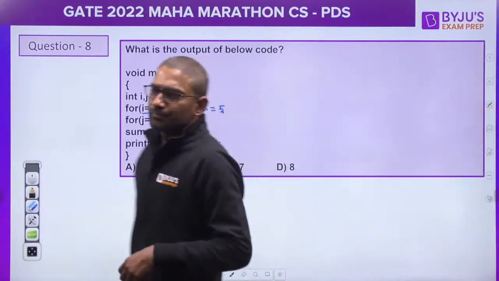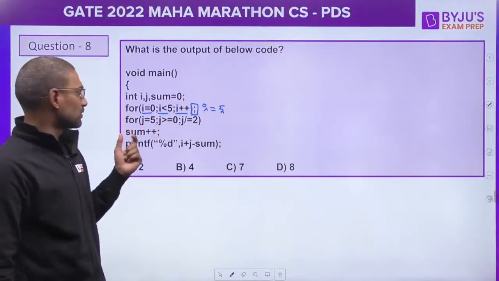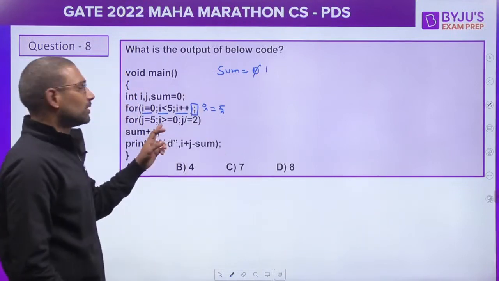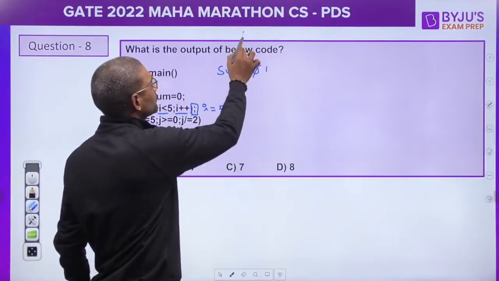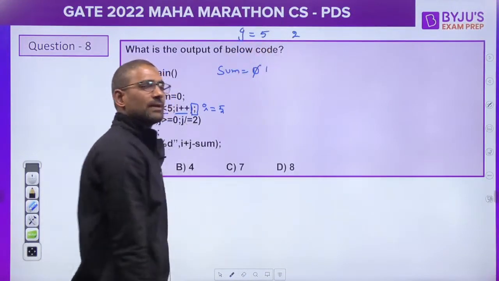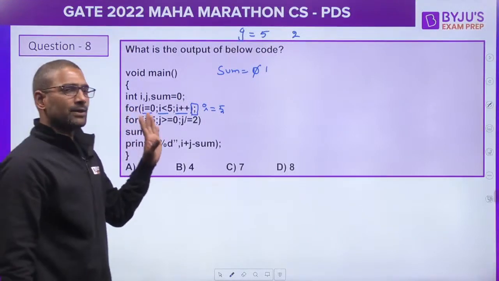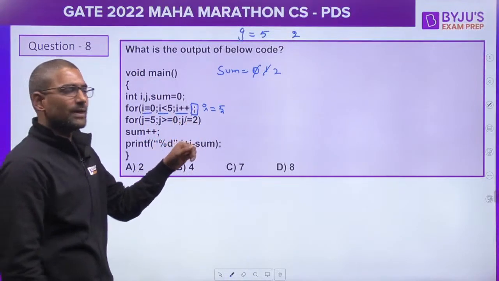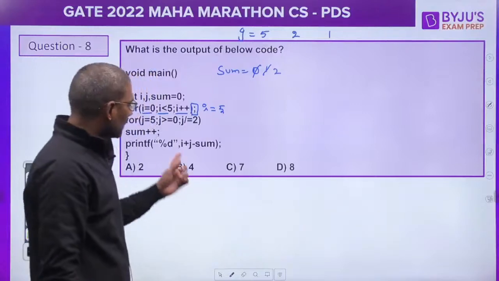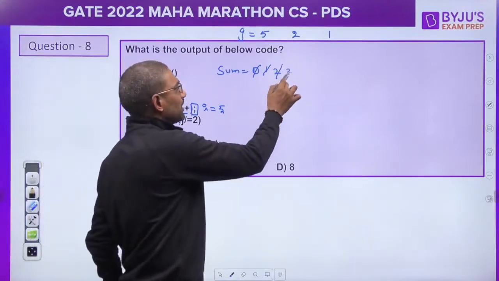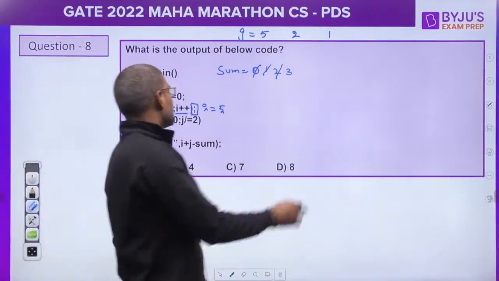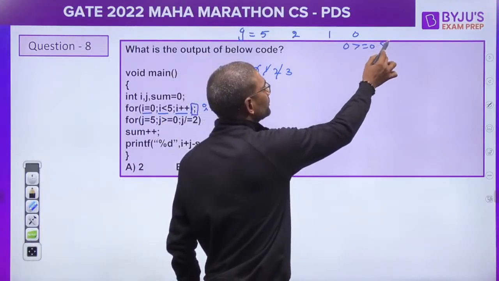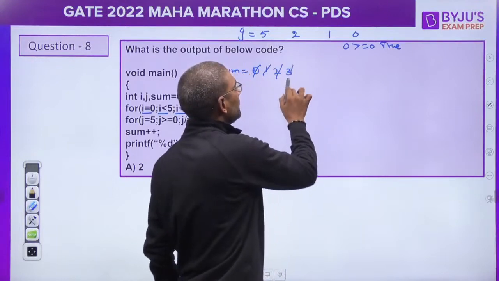Okay, so initially j value is 5. 5 greater than or equal to 0, so sum will be incremented. Sum is initially 0, now it becomes 1. Now j equals j divided by 2. j becomes 5 divided by 2, 2. 2 greater than or equal to 0, true, so sum will be 2. Now j becomes 2 divided by 2, so 1. 1 greater than or equal to 0, true, so sum will be 3. Then j will be 1 divided by 2, 0. 0 greater than or equal to 0, true, so sum will be 4.